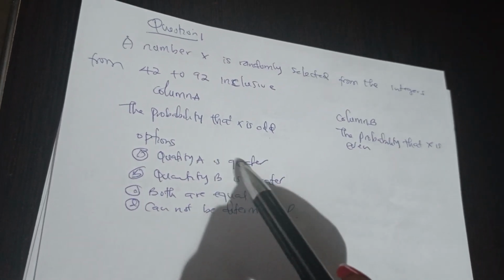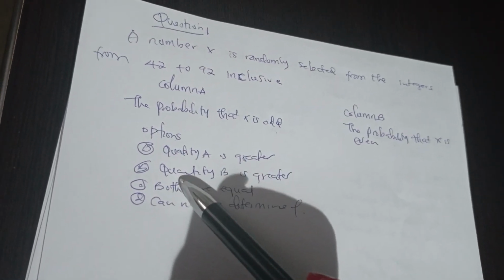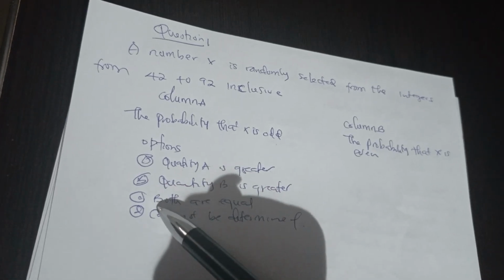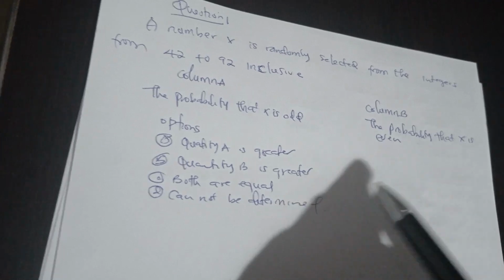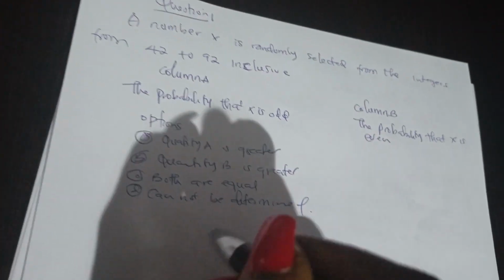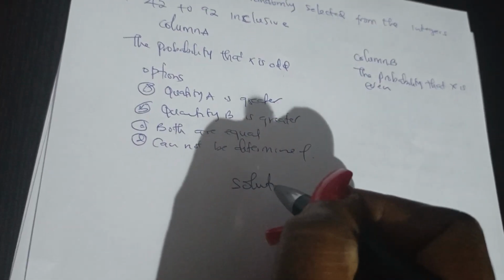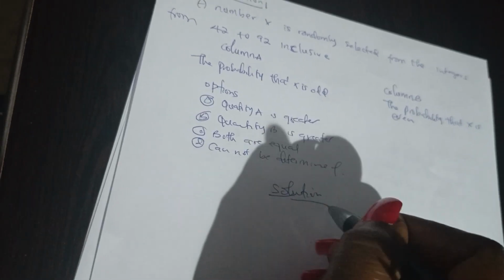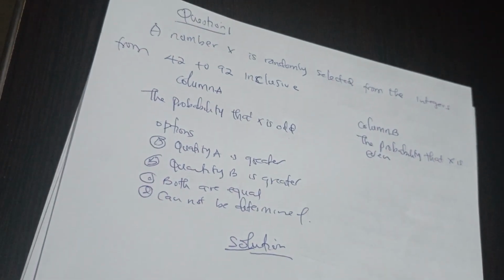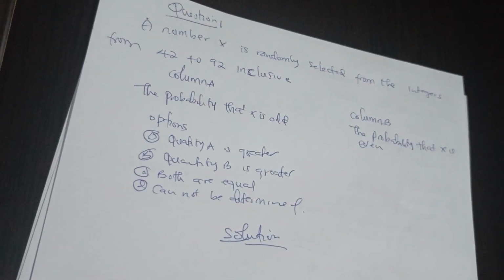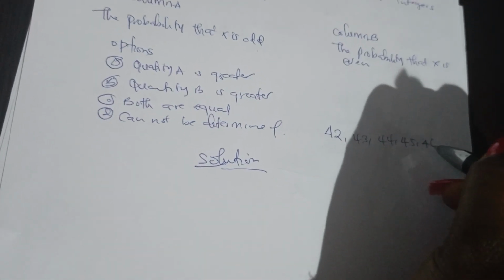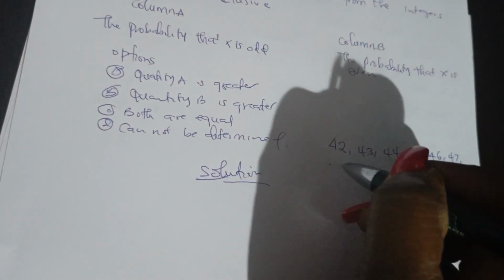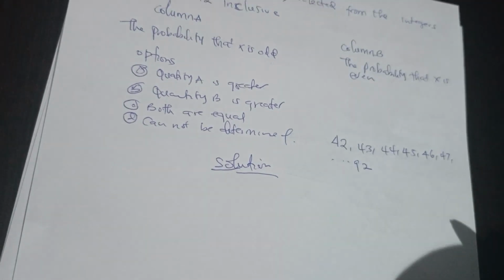Quantity A is greater, quantity B is greater, C, the quantities are equal, and D, you cannot determine this based on the information provided. So are you thinking of listing out the numbers from 42 to 92? Yes, you may not be wrong. So maybe you think you can list out all those numbers up to 92 and start separating them.